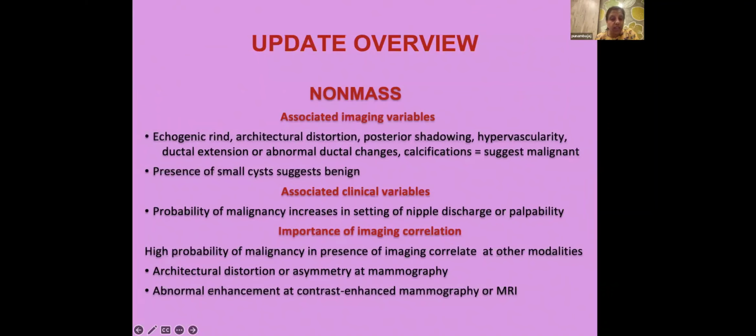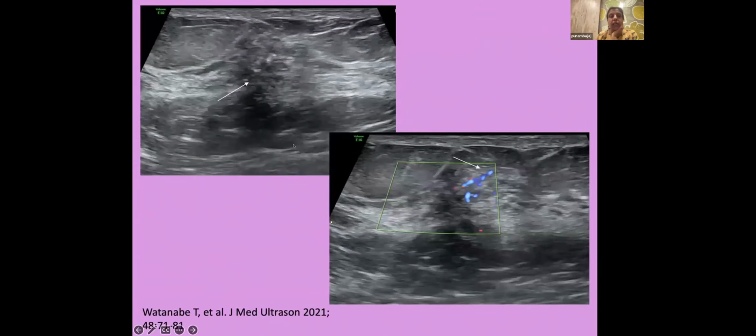You also look for imaging correlation. Like I said, if you see architectural distortion or asymmetry on mammography, and you're doing this as a targeted second look ultrasound, and you see something like this, it is highly suspicious. Same as if you see abnormal enhancement at contrast enhanced mammography or contrast MRI. So let's look at one such example.